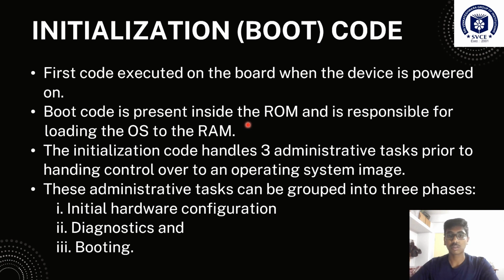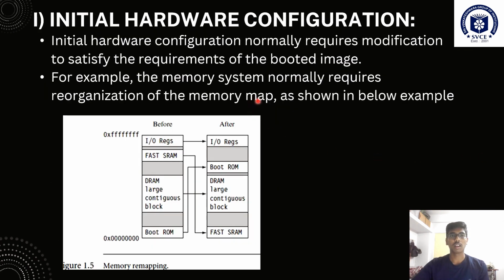The initialization code handles three administrative tasks prior to handing control over to an operating system image. These administrative tasks can be grouped into three phases: initial hardware configuration, diagnostics, and booting. Initial hardware configuration normally requires modification to satisfy the requirements of the booted image.